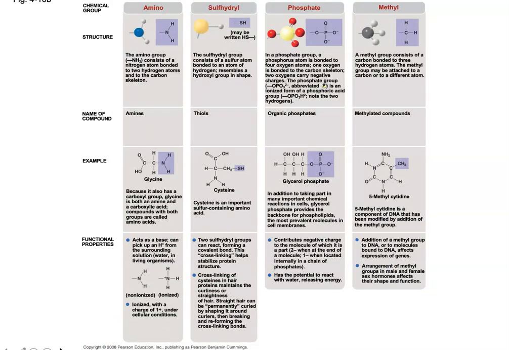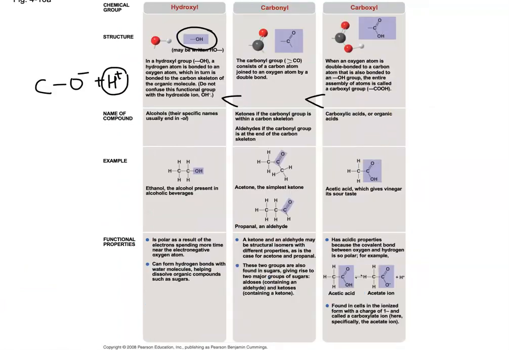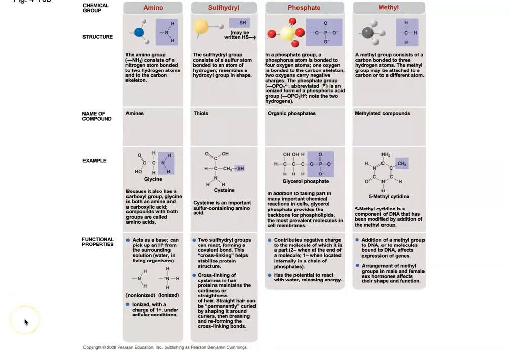The next group is aminos. Amino groups are much more basic than they are acidic. They're not acidic because they become proton acceptors rather than proton donors.